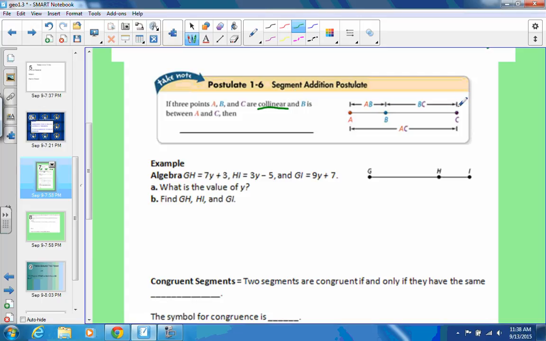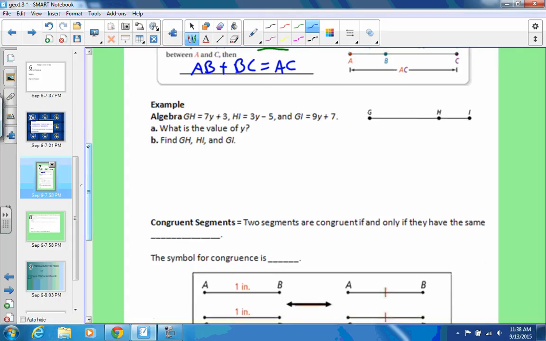So like over here, our example. Then you can fill in the blank here with segment AB. So we're looking to go with distances. AB plus BC is going to be equal to AC. All right, that's postulate 1.6. So we're going to use that a little bit here and solve some things.